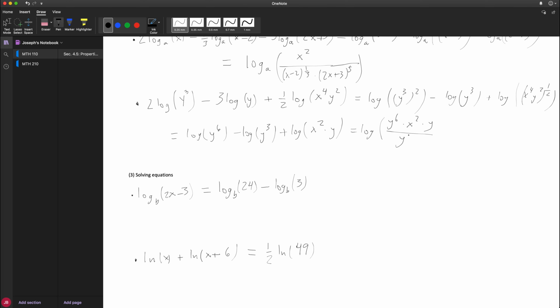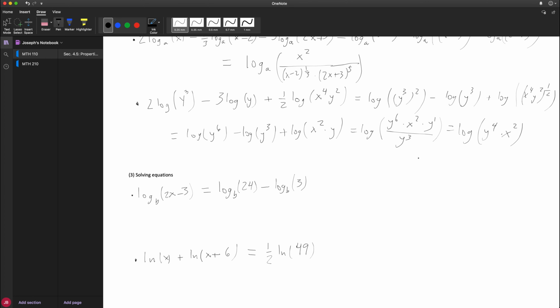And I think we can simplify this. This is log, here I have y to the 7. I add the powers, that's technically a y to the 1st there. Divided by y cubed is y to the 4 in the numerator. And I also have that x squared in the numerator.